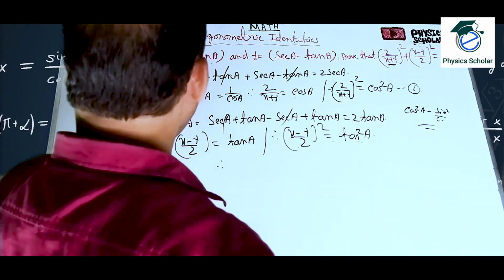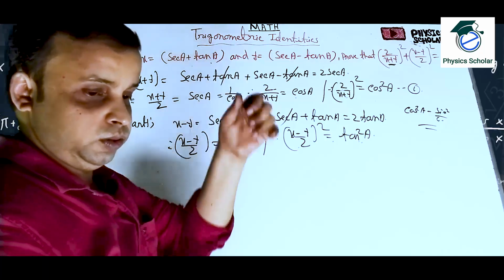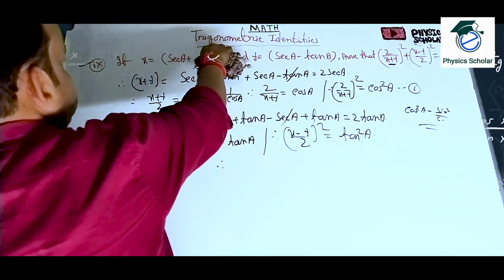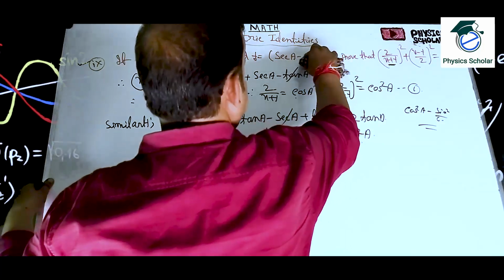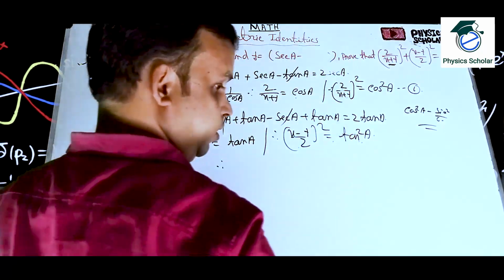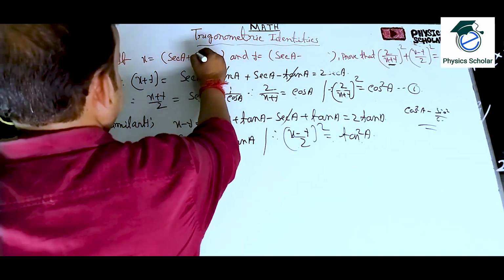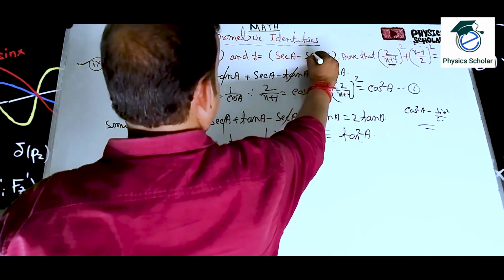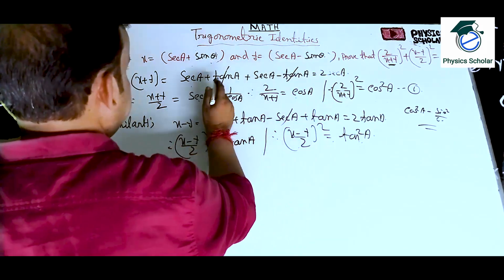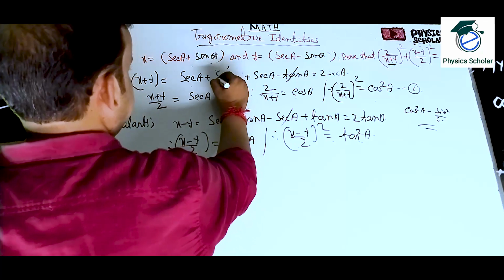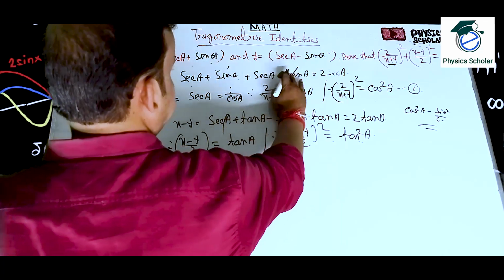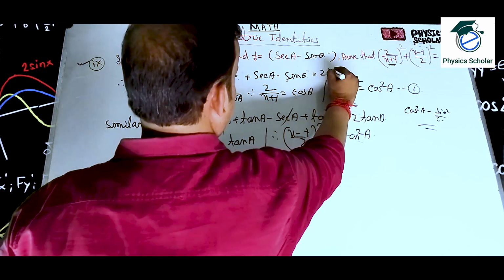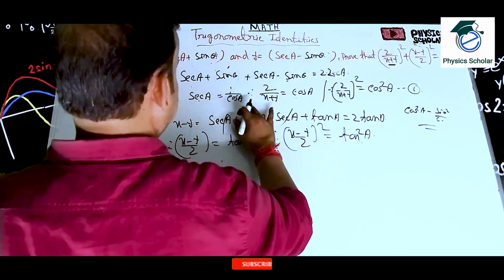So, let me check it once whether it is right or wrong. Okay. So, students, this will be sin theta. So, sec theta plus sin theta divided by sec theta minus sin theta is equal to 2 sec theta. So, rest of the portions is okay.